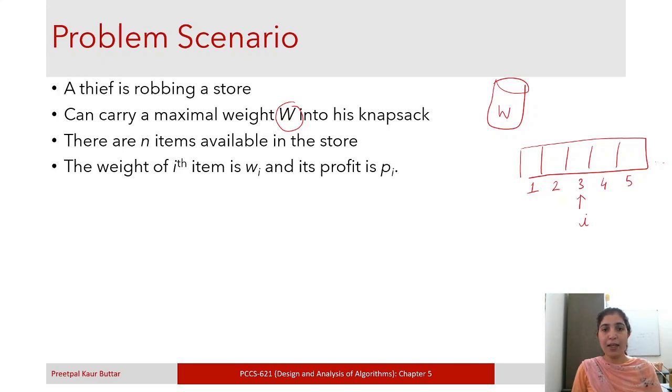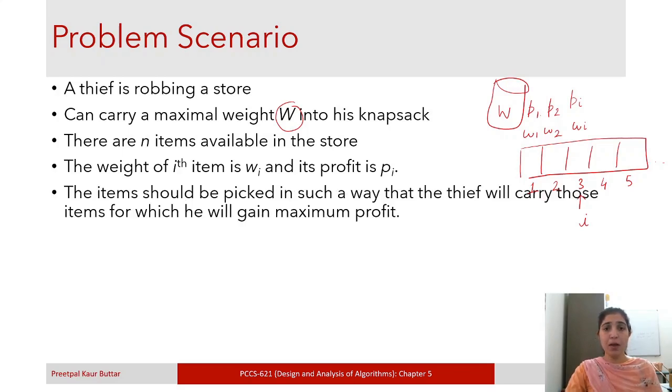So the weight of the ith item, every item has a weight, is Wi, and it also gives a profit, and the profit is Pi. So we have P1, W1, that is, W1 is the weight of item 1 and P1 is the profit of item 1. Similarly, weight of item 2, profit of item 2, and weight of item I, profit of item I.